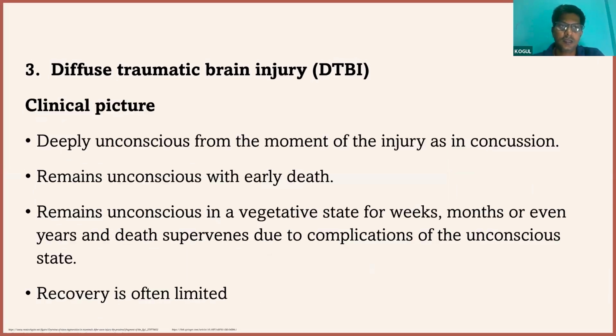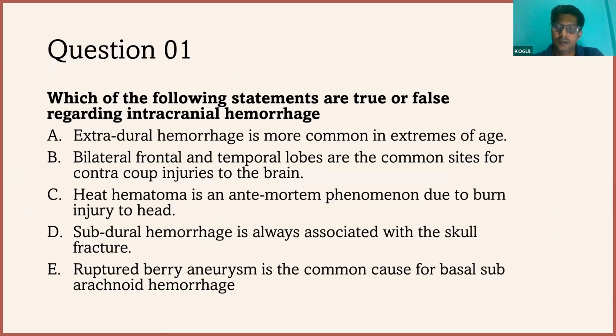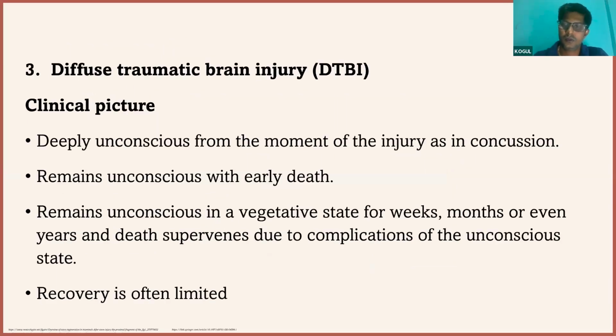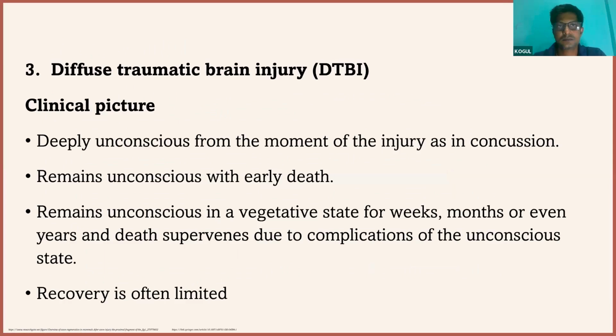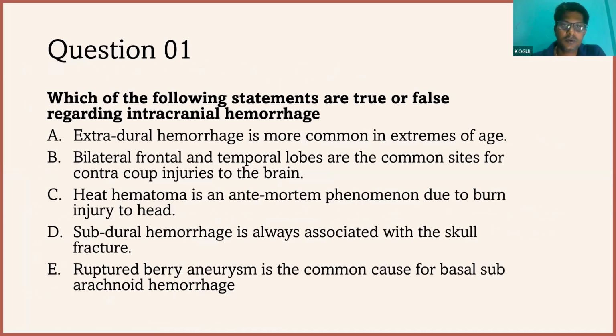So that is the severe form of injury. So these are the things you all know: extradural EDH and the hemorrhages, cerebellar injuries, and concussion, and the diffuse traumatic axonal injury. Then we will move into the questions. We will see the questions.